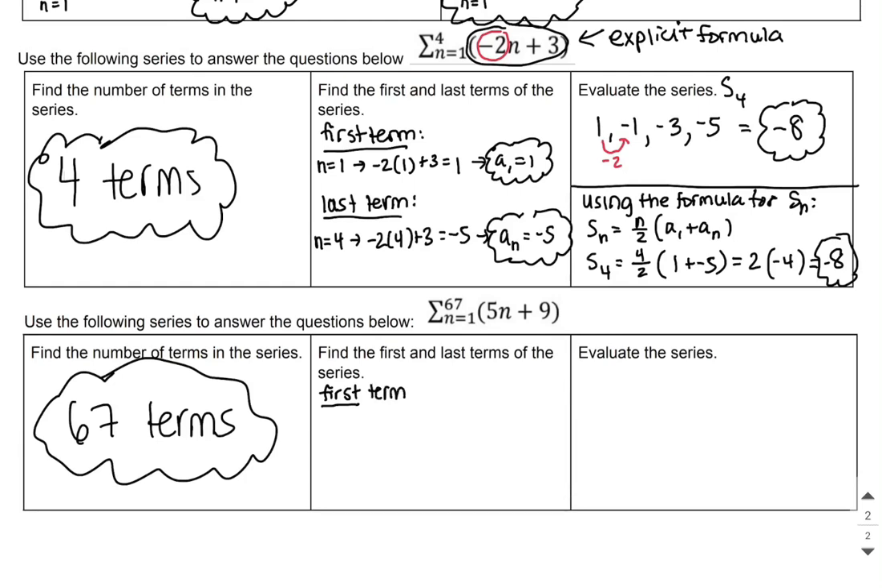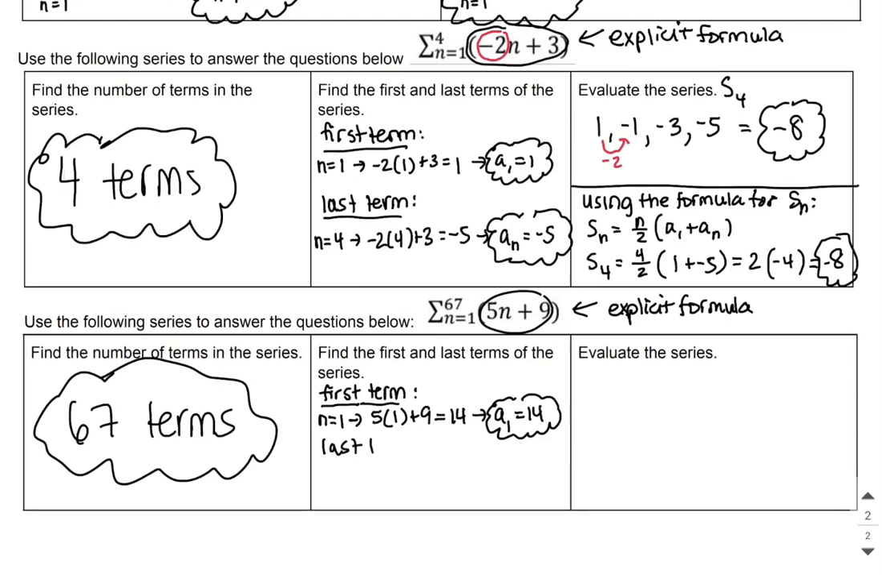For the first term, I know the position is 1, so n is equal to 1. I'm plugging n equal to 1 into my explicit formula, which was given to me. It's the formula I use to find any term in my sequence. I plug in the position. n is always the position. So n is equal to 1. I have 5 times 1 plus 9, and that's equal to 14. So I know a sub 1 is 14, and that's my first term.